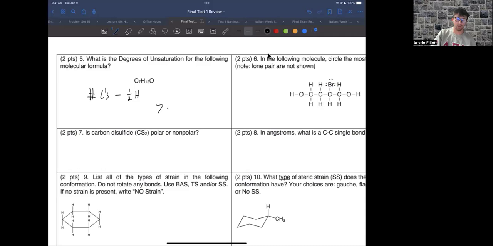So it's going to be 7 minus 12 over 2. Then at the end of the formula is plus 1, and then plus 1. So 7 minus 6 plus 1 equals 2.